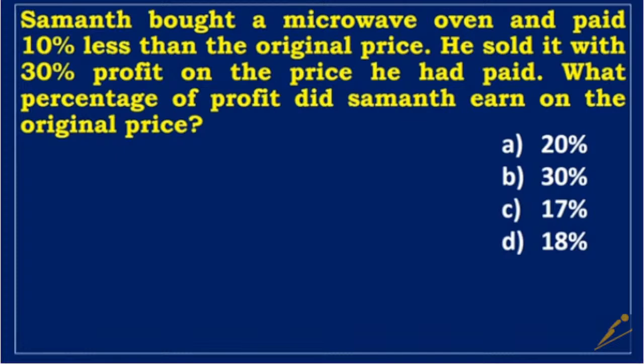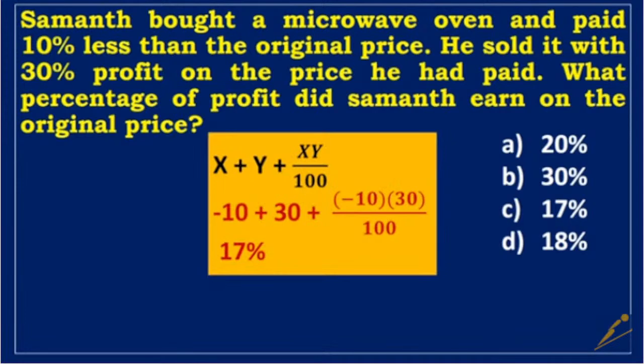Here is an example to help you understand the basic concept of profit and loss. Samanth bought a microwave oven and paid 10% less than the original price. He sold it with 30% profit on the price he had paid. What percentage of profit did Samanth earn on the original price? To solve this problem, first, we understand that Samanth bought a microwave oven by 10% less than the original price, which is minus 10%. He sold by 30%, which means plus 30%.